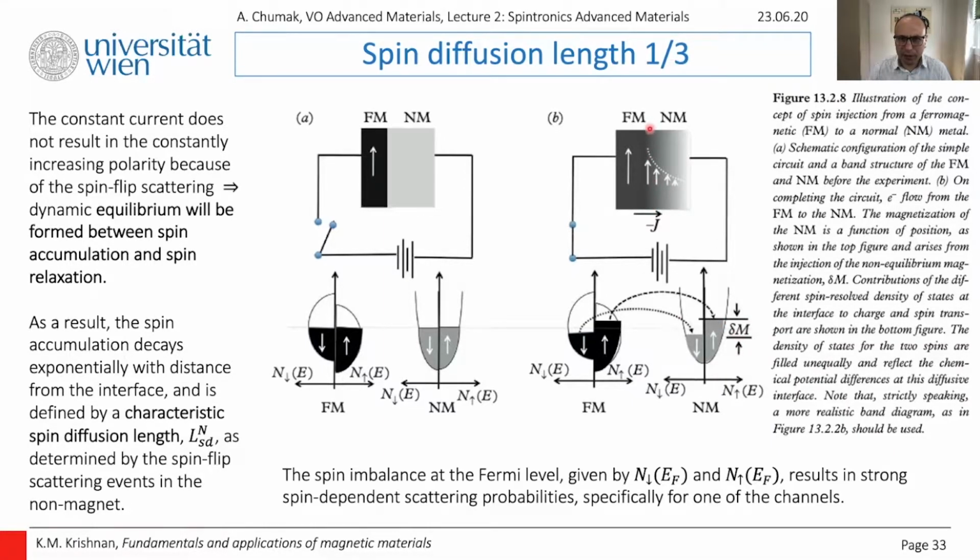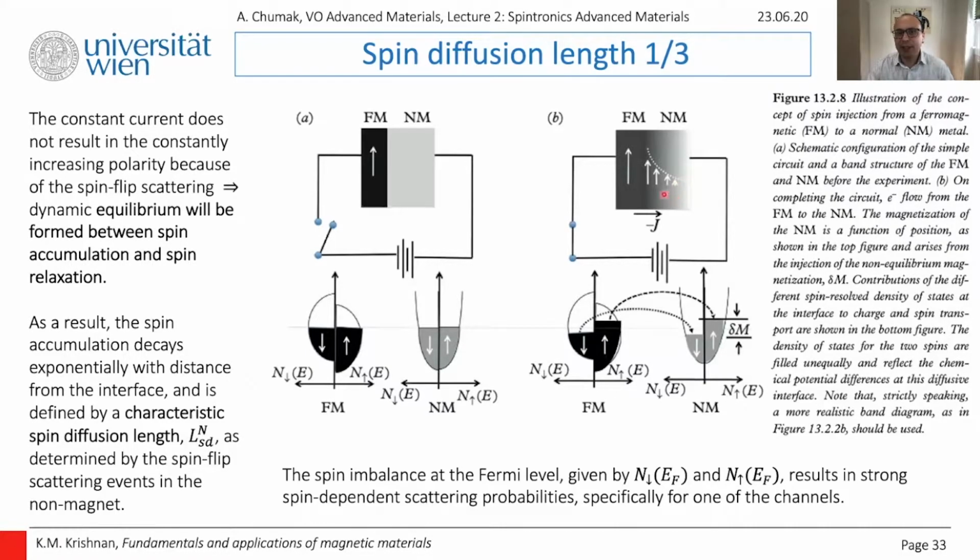But what happens after the interface? Because if you keep the current on, you can assume that I inject more and more electrons, and at some point, all my normal metal will become magnetic, because it will all be filled with a majority of spin up electrons. But it's not the case, because in the steady state, the natural state for a normal metal is to have the same number of spin up and spin down electrons, so you kind of stimulate the spin flip scattering event.